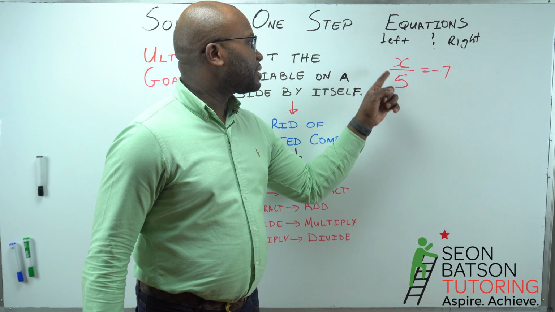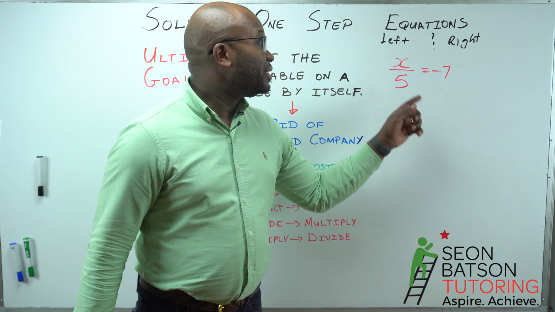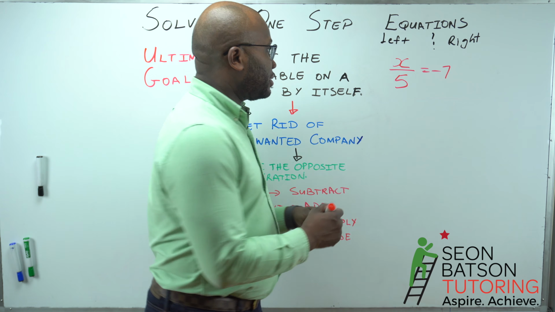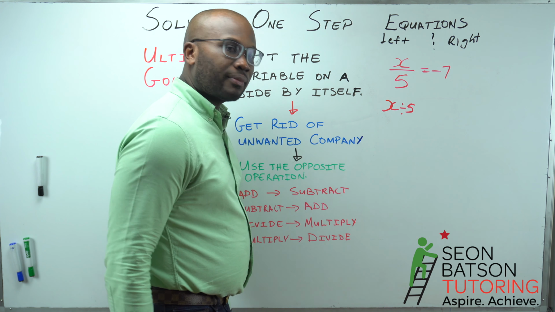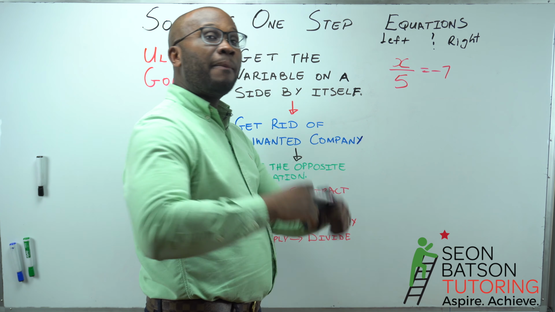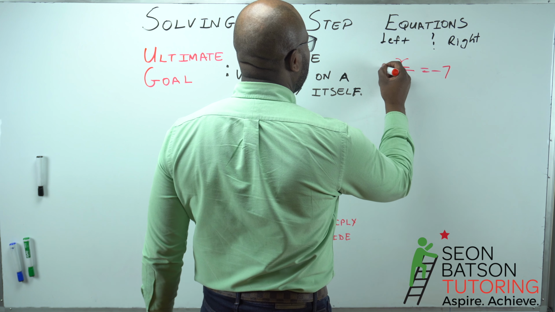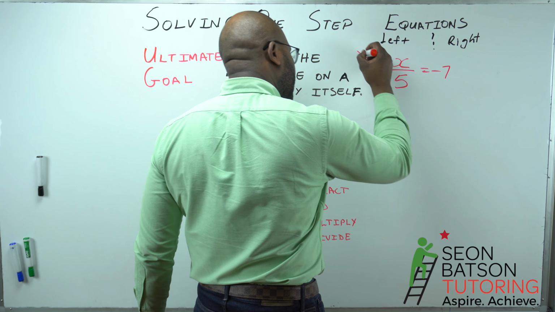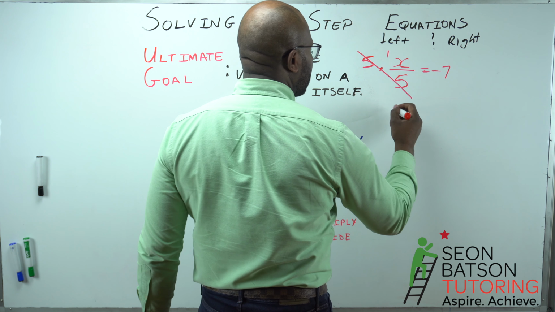The x over 5 is the same as x divided by 5. So this 5 is dividing the x. This is the same as, yes, x divided by 5. So to get rid of the 5, we will have to multiply on the left side by 5 because the opposite of division is multiplication. So if I multiply the left side by 5, there's going to be a 1 left here. So I have 1x.